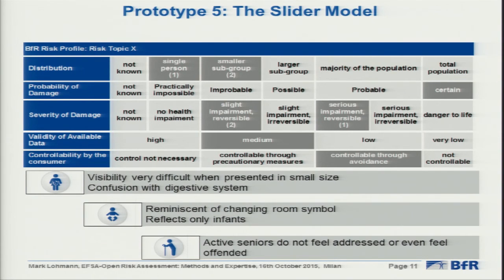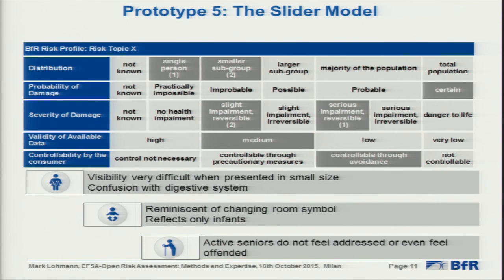It's called the slider model. It's very factual. So we have, again, these parameters: distribution, probability, severity of damage. We also had here the information whether the severity of damage is irreversible or not. Then validity of available data, and we replaced the parameter risk perception by controllability by the consumer. It was regarded as more effective for the consumer to have an overview about the control measurements. Then we wanted to highlight, of course, the corresponding target groups by icon, but this was another project.